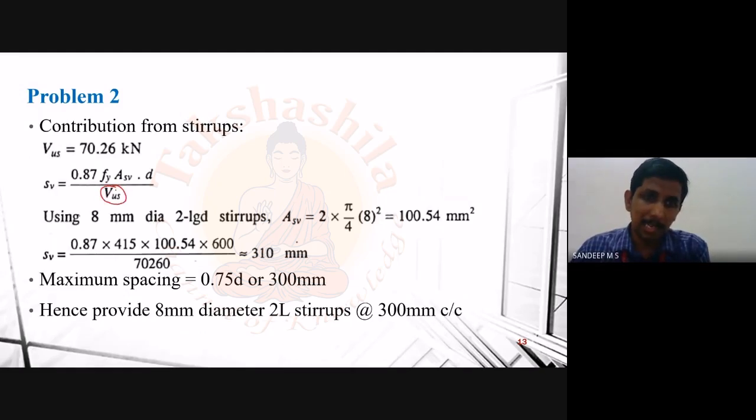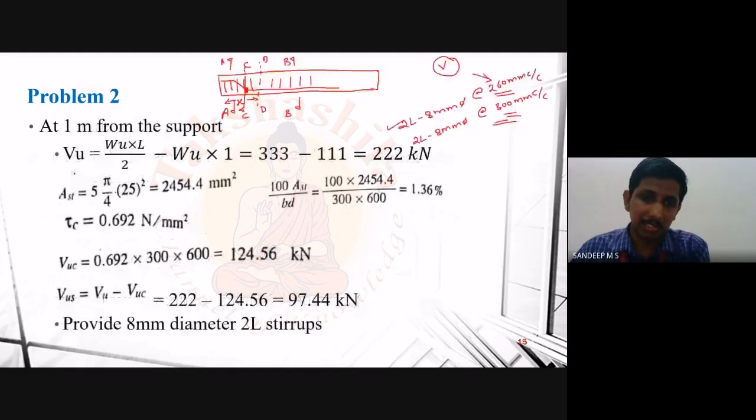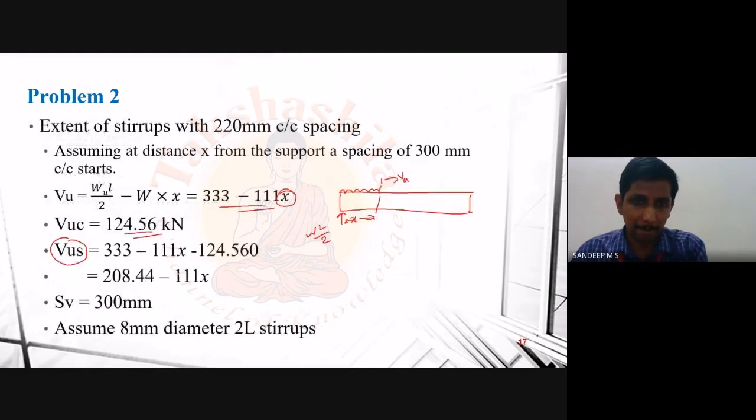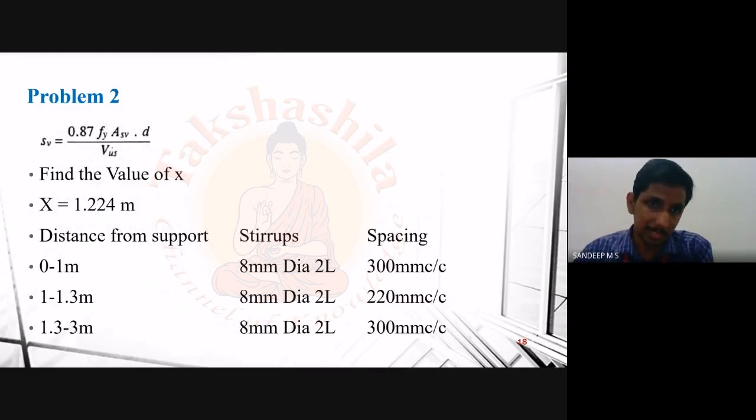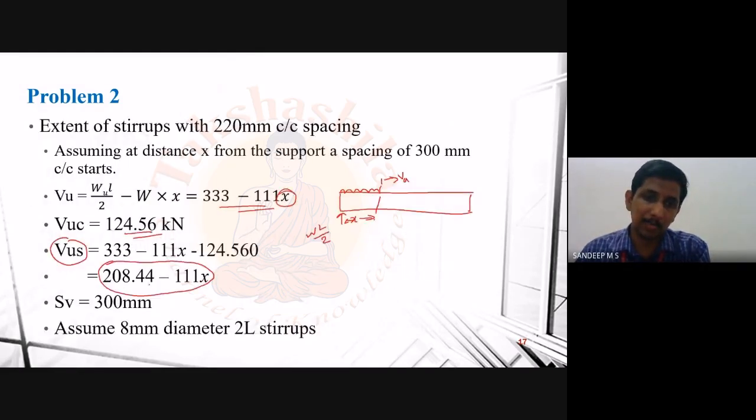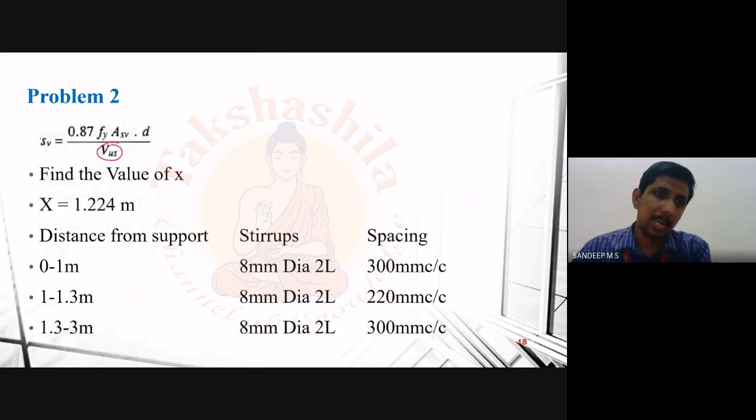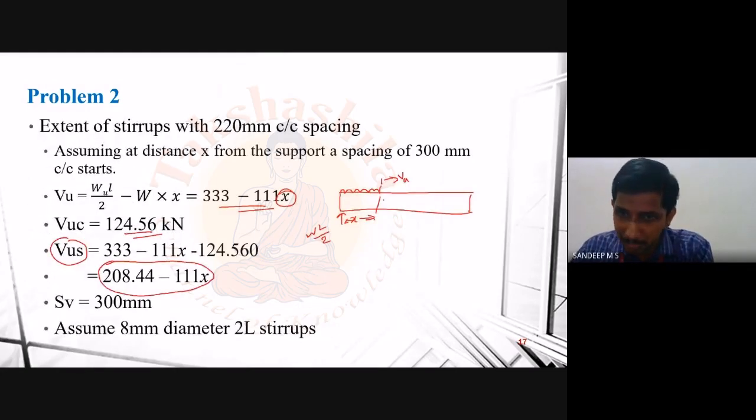I will substitute this term, this VUS, that is in terms of x, in my equation there. Let me see whether I have, yeah, I have it here. So instead of this VUS, I will substitute this value, that is 208.44 minus 11x, which I obtained as my VUS. Then I know the spacing. So at this particular section X, what happens? The spacing between the stirrups will be converted from 260 to 300 millimeters C by C.